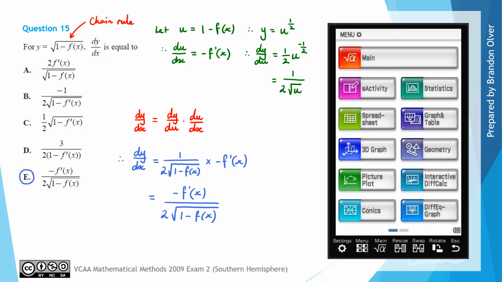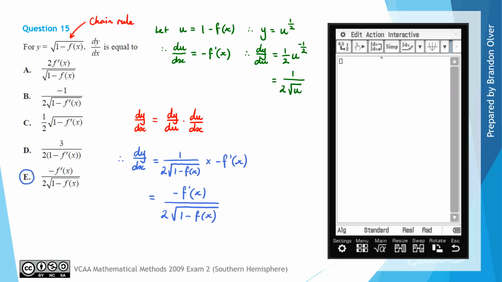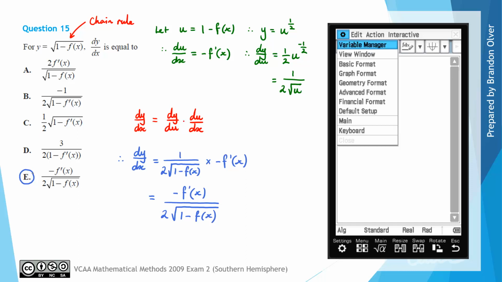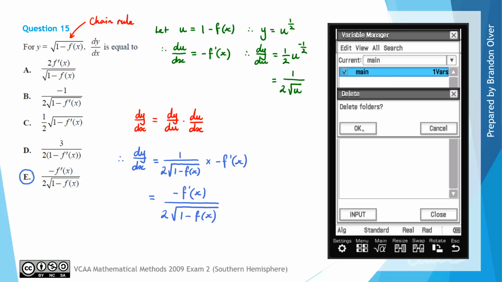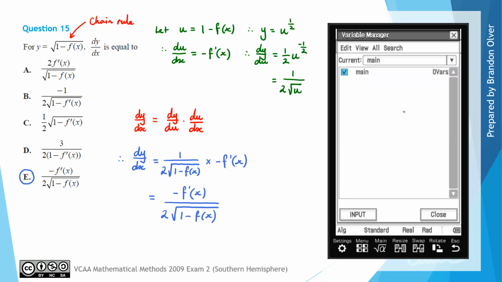Now the second method that I want to show you is using a calculator to do this question. On the CAS calculator, go into the main menu. Next, we need to make sure that our variables are all cleared so that we don't have the function f already defined as something. So on this style of calculator, I'm going to go into the cog and go variable manager. Tick main, because it does have one thing stored in it, and go edit delete. It will ask if I want to delete it. It says it's locked or protected, but pressing OK will show that this goes to 0 variables now.